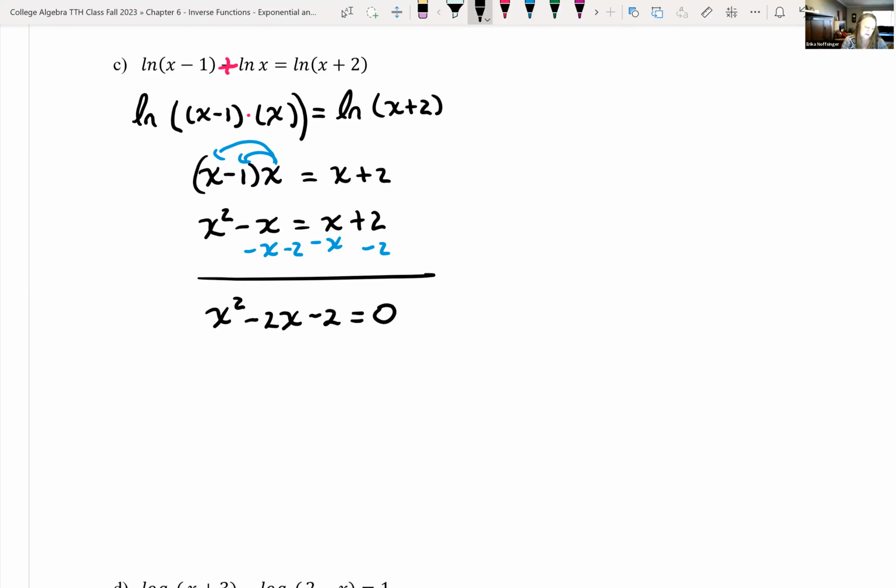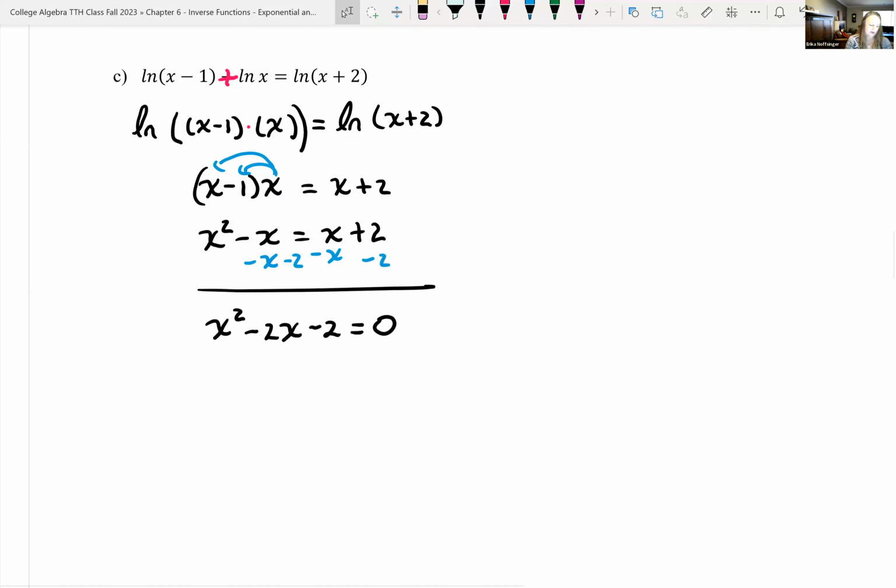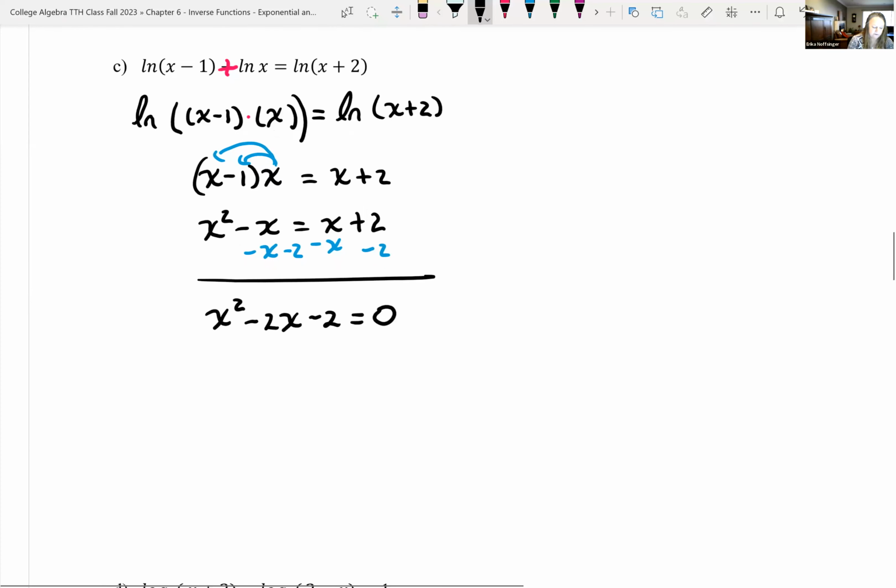Unfortunately, it doesn't look like we can factor that. There are no two numbers I can multiply to give me negative 2 and add to give me negative 2. So it looks like I'm going to need to use either the quadratic formula or I can complete the square. So I would jump in and use the quadratic formula.